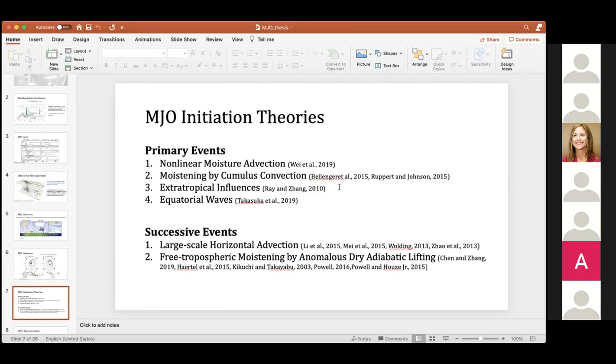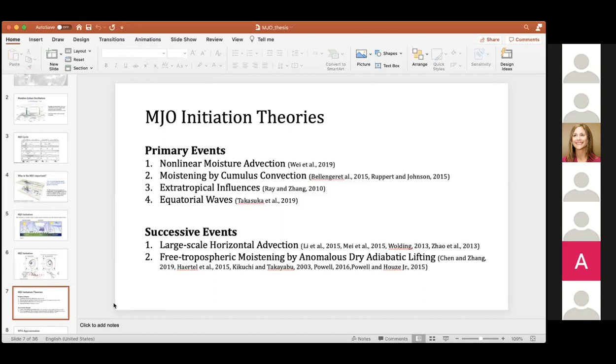So a lot of theories have been proposed for both the primary and successive events, and here are some of the more recent and popular ones. For primary events, there's a few: the nonlinear moisture advection, moistening by cumulus convection, and there's also theories regarding triggers from extratropical influences and equatorial waves. Looking at the successive events initiation theories, there's two leading theories for how these events initiate.